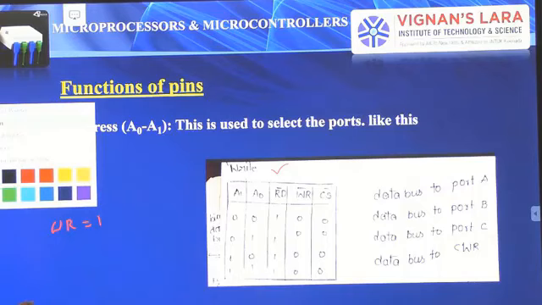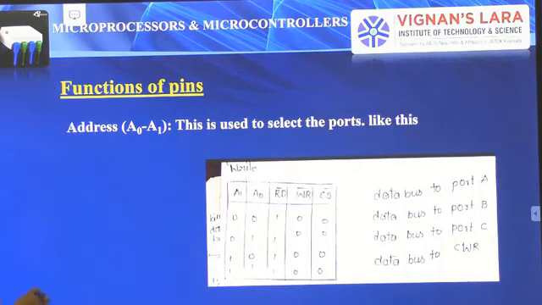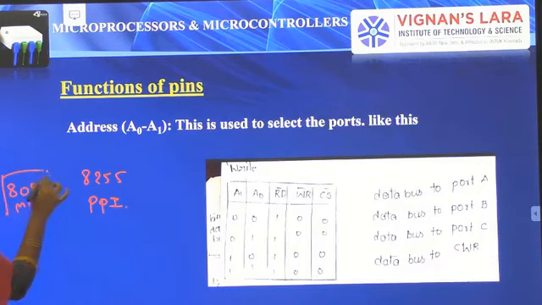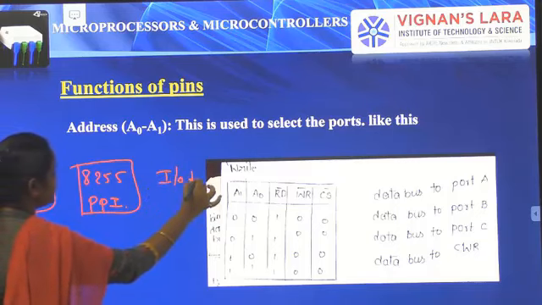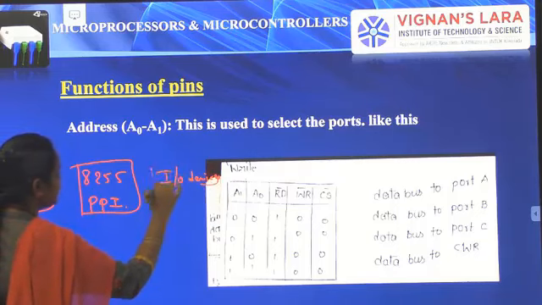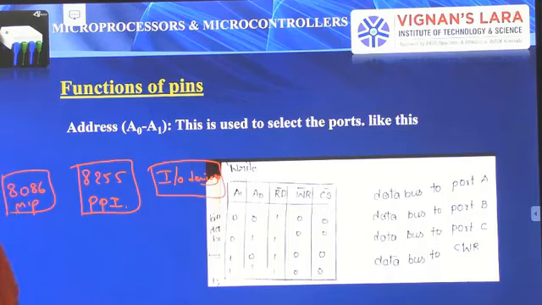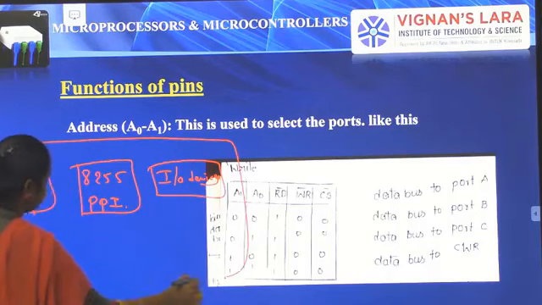Okay, see here once again. So we have the 8255 PPI, the 8086 microprocessor, and various input and output devices connected to the system bus. This is the total system bus.